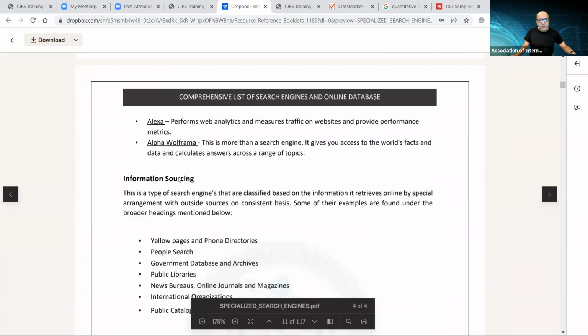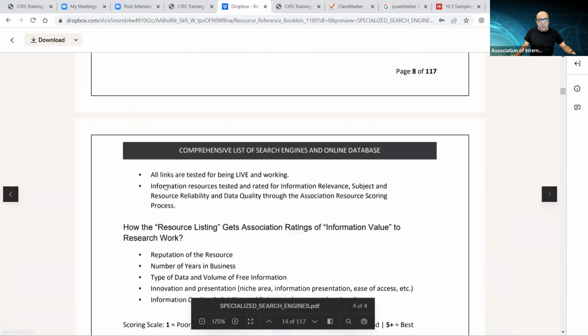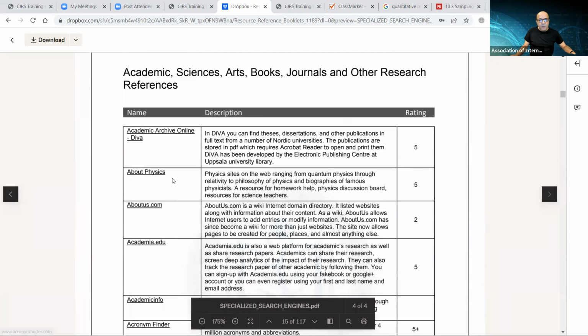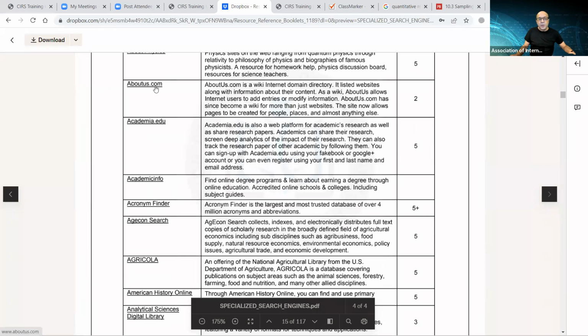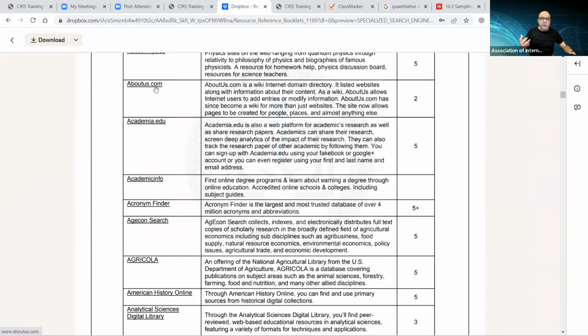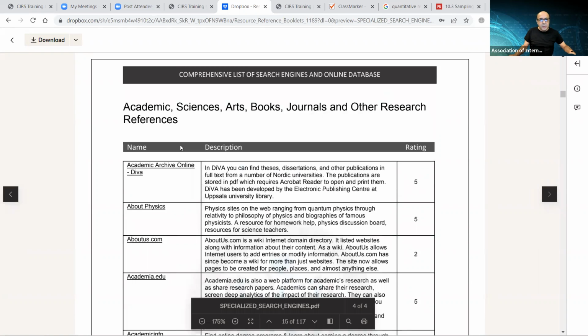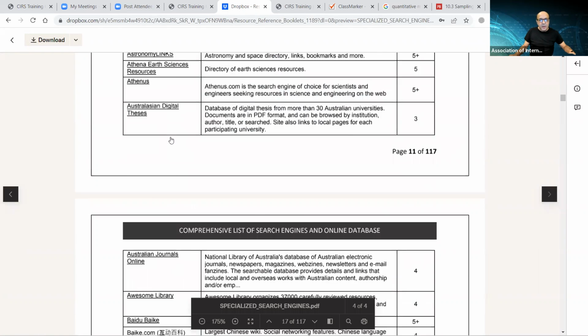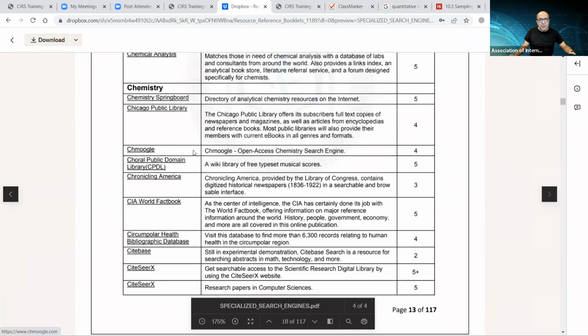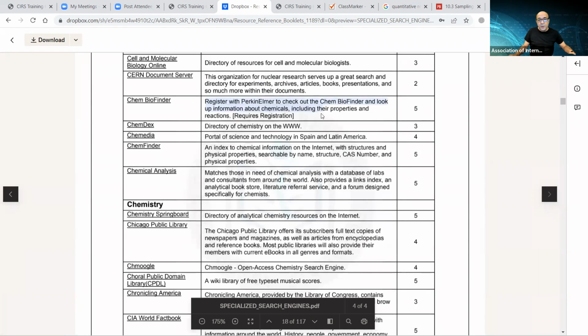So if you look at what is contained in this and go slightly into where it says academic, science, arts, books, journals, and other research references, you can see these links. So if it has anything to do with the topic of physics, you can click on this. It will take you to a certain type of search engine or a search portal or a website that has the searchability for these kind of research papers. So this is organized under the heading of academic science. All this is listed, and these are all clickable links, and a little bit of a brief of what it is about.